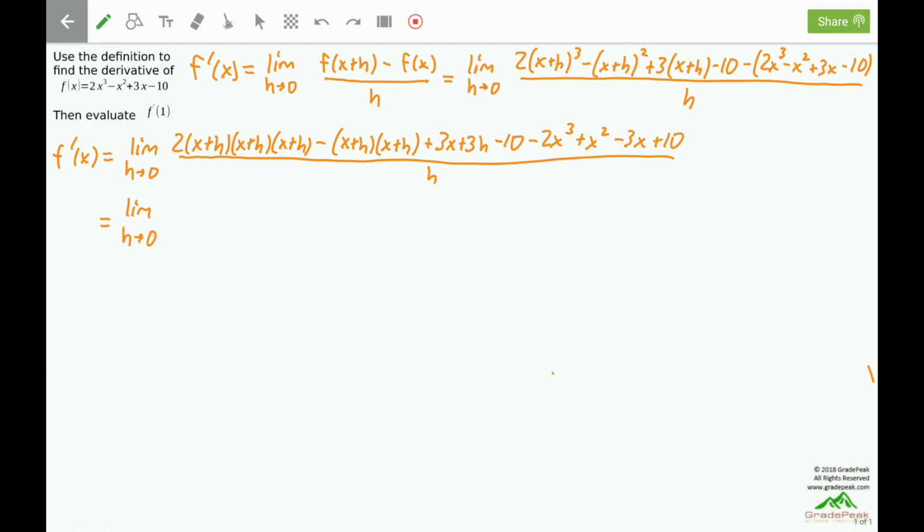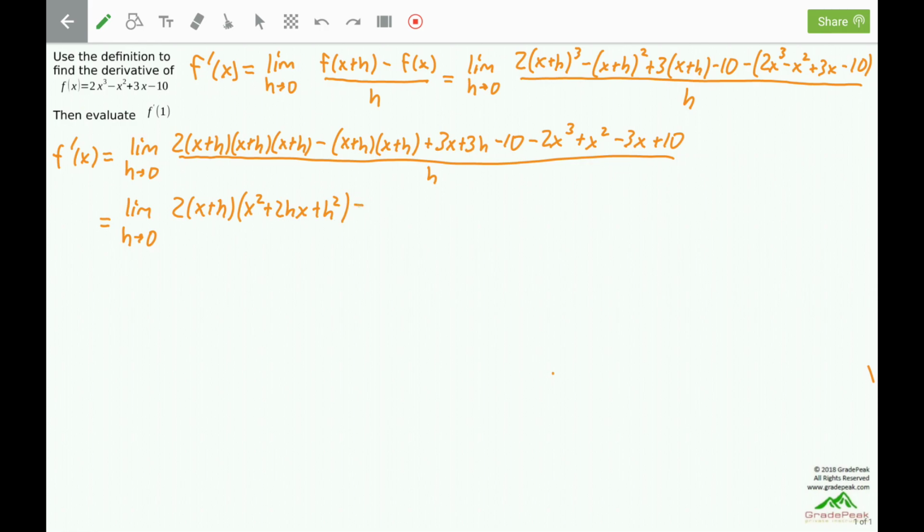Now we will begin to FOIL out. This first set, we have x plus h multiplying itself 3 times. I'm going to start by pairing off 2 of them. I'll just do the second 2 of them and FOIL that out. First, x times x is x squared. Outside, x times h, and inside, h times x. Those are the same, and we'll add together into 2hx. And then last, h times h is h squared.